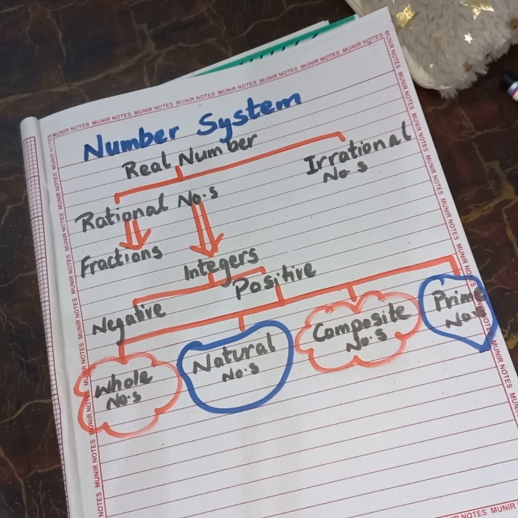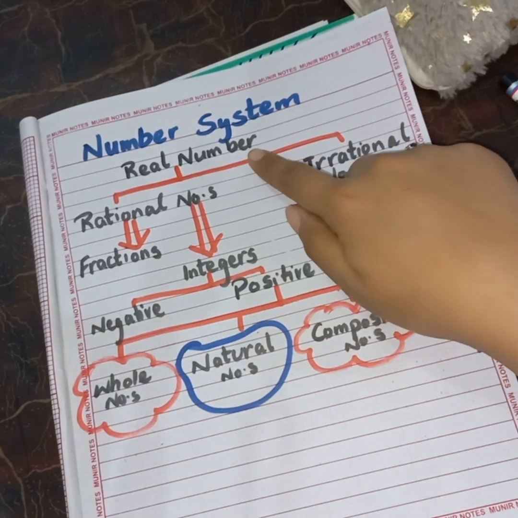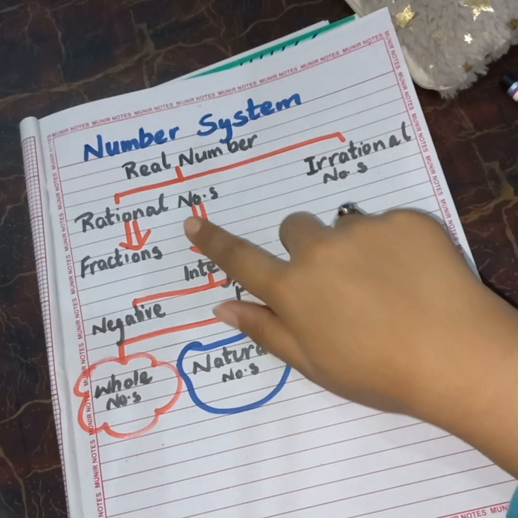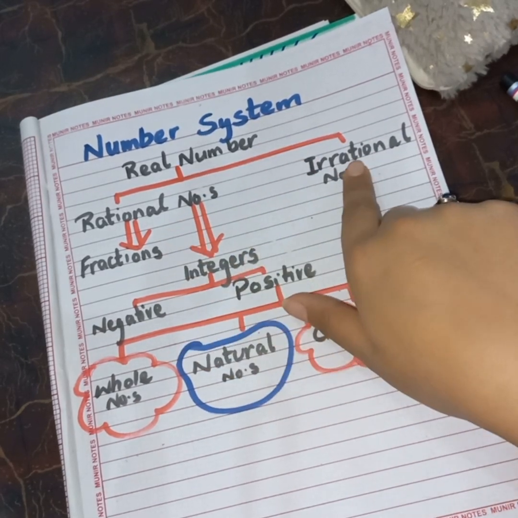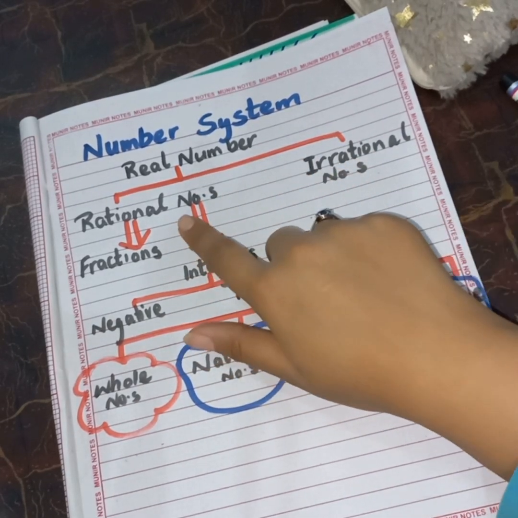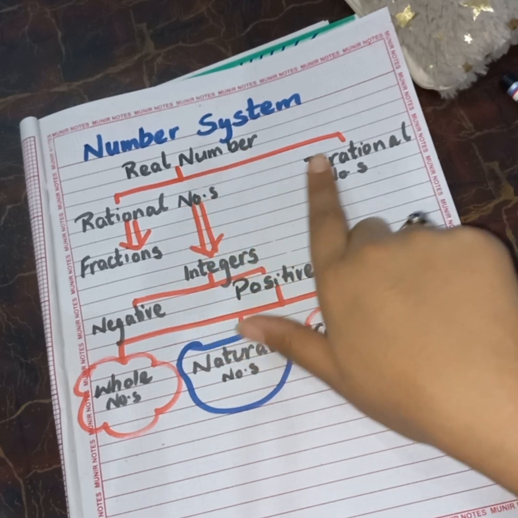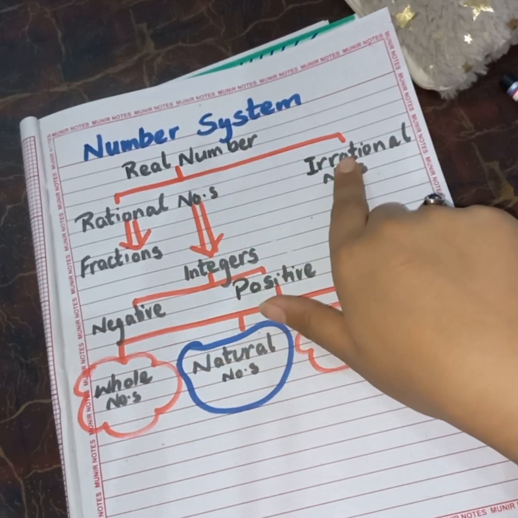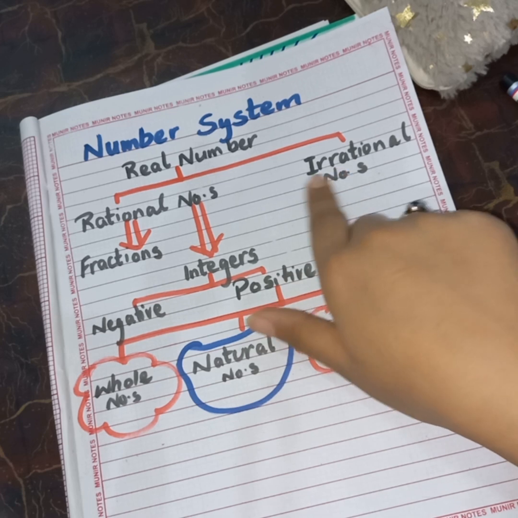Today, as you can see, we are going to do the number system. First, this is a hierarchy I have made for you of the number system. You can see firstly we have real numbers. Real numbers are classified into two categories: rational numbers and irrational numbers. The set of real numbers is represented by both rational and irrational numbers.